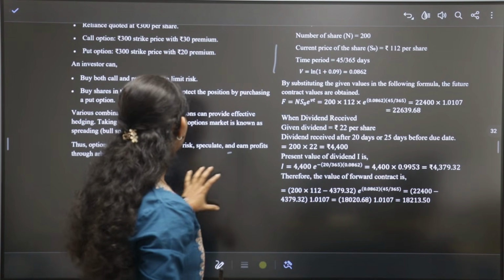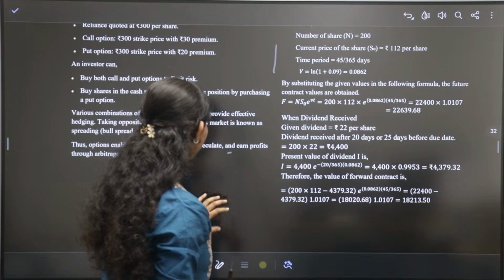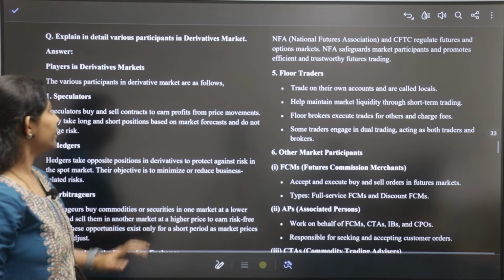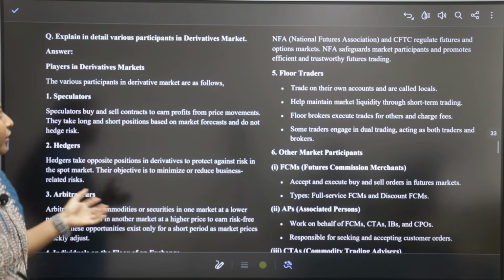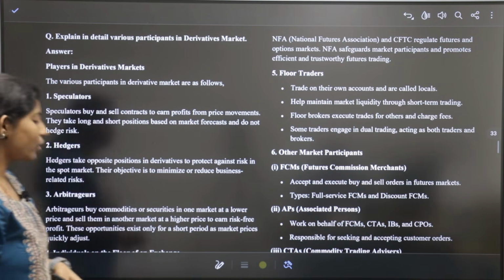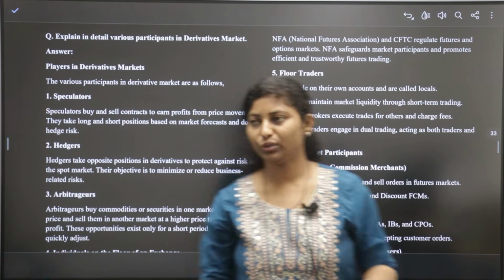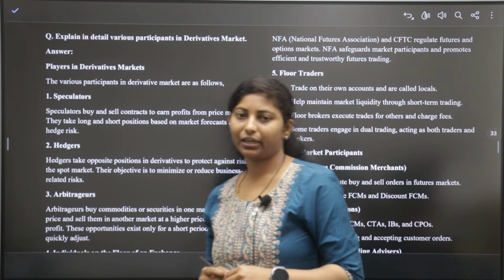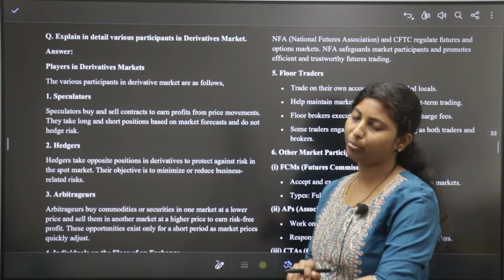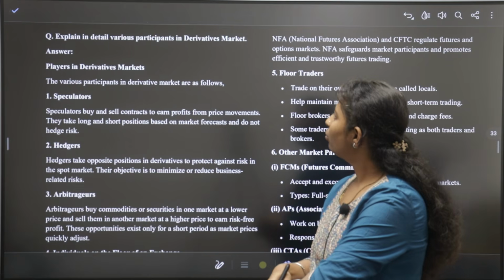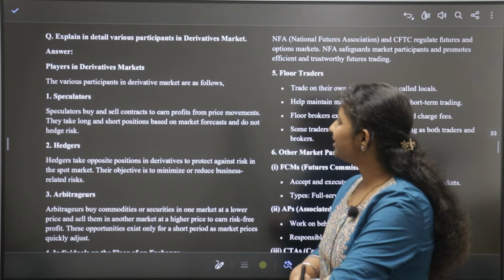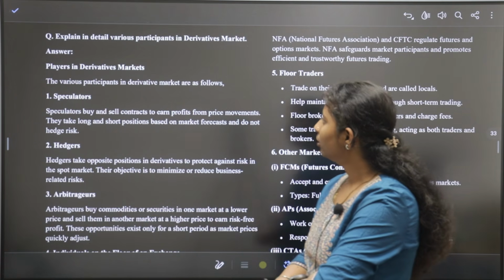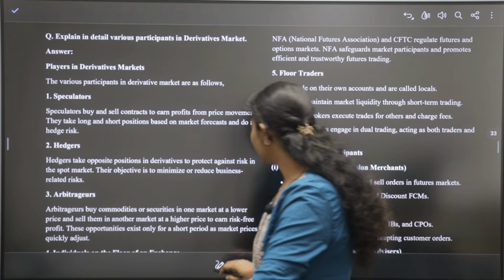So that is the simple problem with a simple solution. Next, you have: explain in detail the various participants in the derivatives market. Who are the participants and who are the players, we will discuss. Already we discussed the derivatives market, what terms come under it and its types. Now who are the players here, who are the participants, we will discuss. Very simple, they are the members. The various participants in derivative markets are as follows.